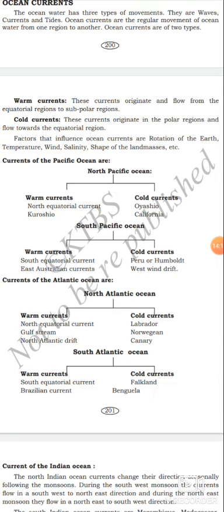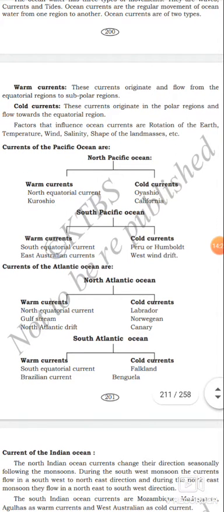First one, warm currents. These currents originate and flow from the equatorial region to the subpolar region.